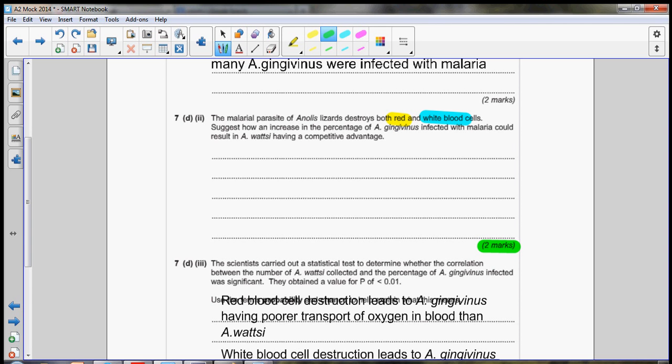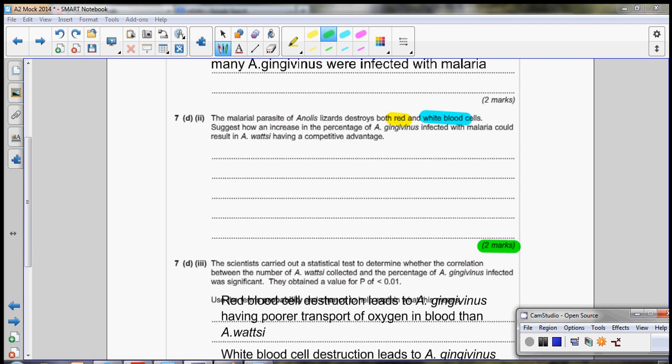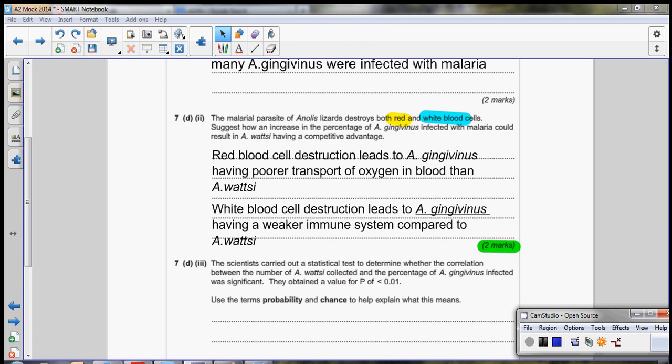Now it then says, suggest how an increase in the percentage of A. gingivinus infected with malaria could result in A. wattsi having a competitive advantage. So it's basically asking you, what is it about the infection with the malarial parasite that leads to A. wattsi being better, having an advantage over A. gingivinus? Now you're not experts on malaria, but it has told you that they destroy red and white blood cells, and you should know what those things do. So you're going to use what you know about red and white blood cells to explain why A. wattsi has the advantage.